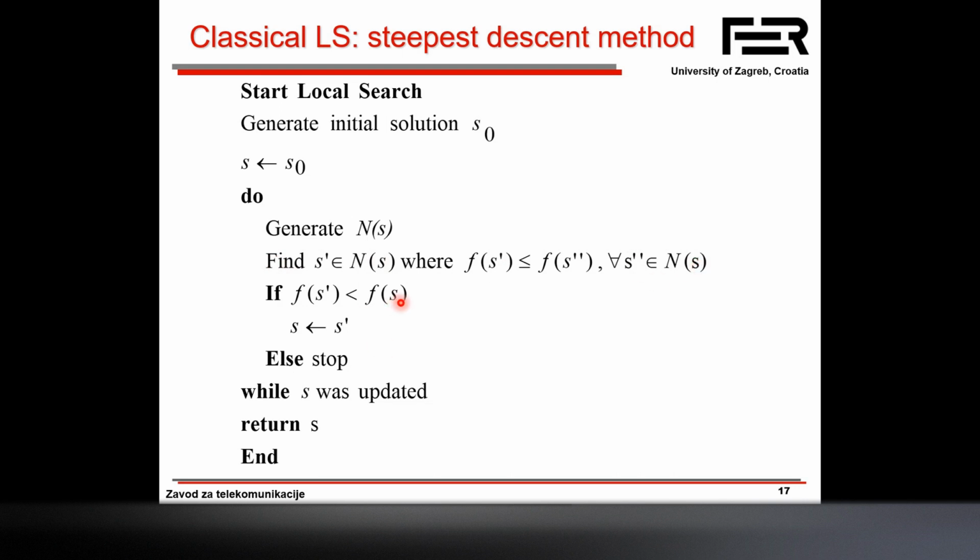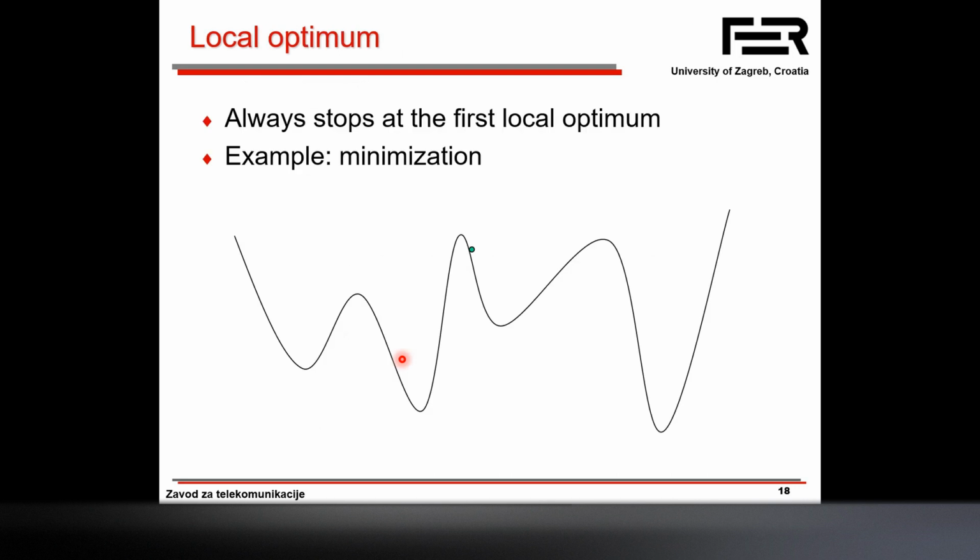If it's better than what we already have, we update our current solution. Otherwise, we stop. If we stop, that means we've reached a locally optimal solution. If we were to look at it visually, the local search will always stop at the first local optimum.